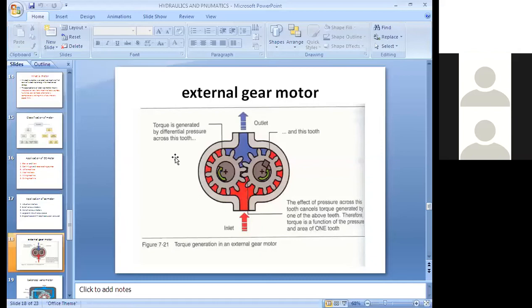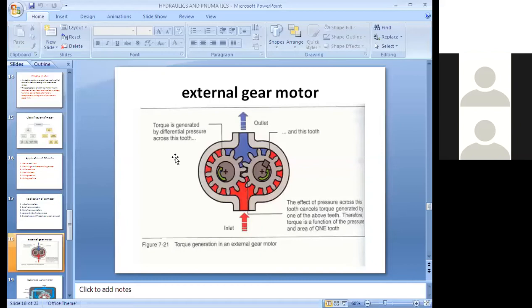Okay, one gear is fixed with a shaft. If you give electric power supply to the shaft, the shaft rotates. The end of the shaft is connected to a gear, so the gear also starts rotating, and that gear meshes with another gear. This is the driver gear and this is the driven gear. The driven gear is meshed with the driver gear.